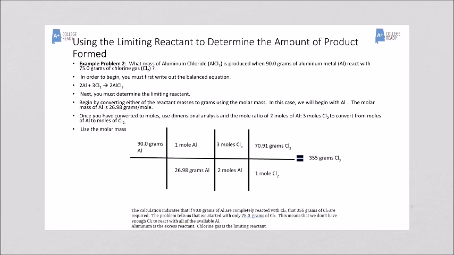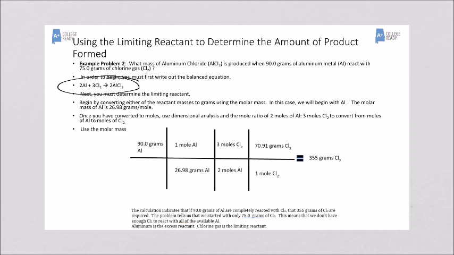All right, here's a different problem. This time we're working with this equation. And we want to know what mass of aluminum chloride is produced when 90 grams of aluminum metal react with 75 grams of chlorine gas. So first of all, we need to determine what the limiting reactant is.